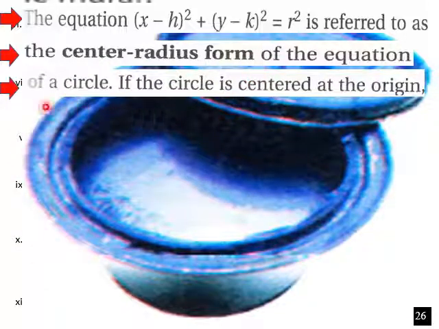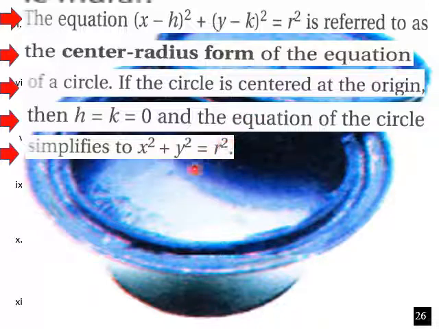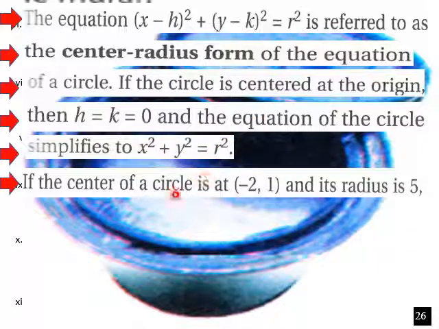The equation (x minus h) squared plus (y minus k) squared equals r squared is referred to as the center radius form of the equation of a circle. If the circle is centered at the origin, then h equals k equals 0, and the equation simplifies to x squared plus y squared equals r squared.